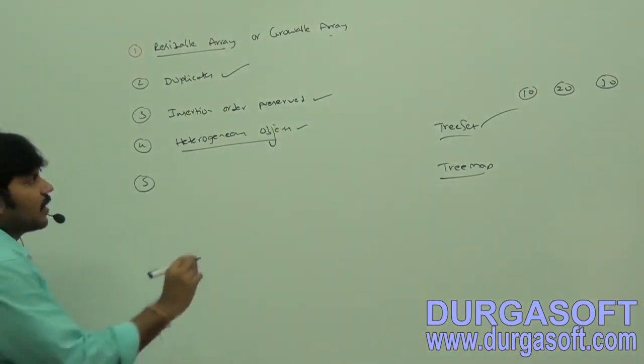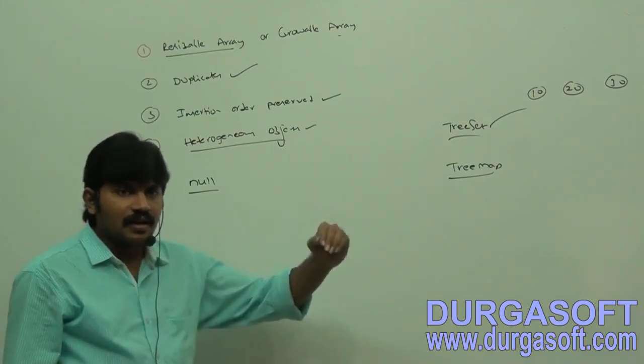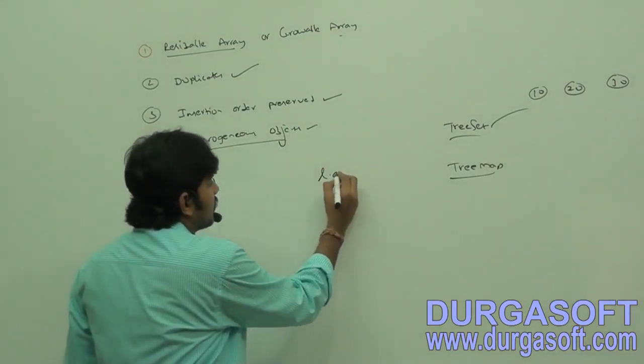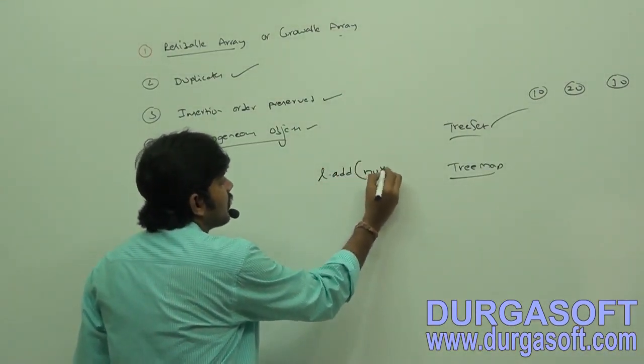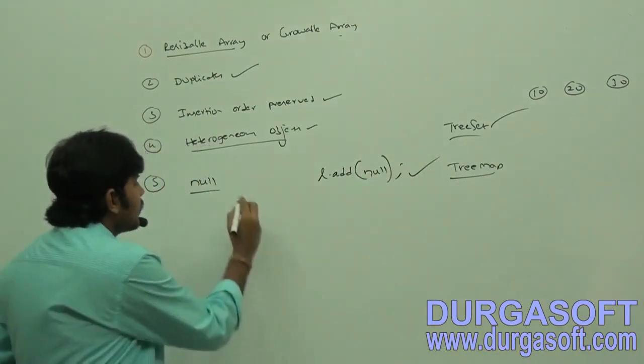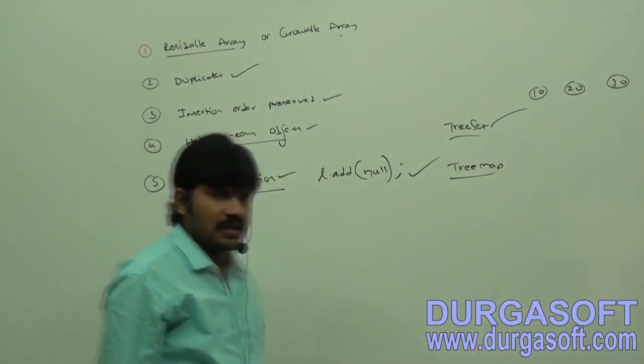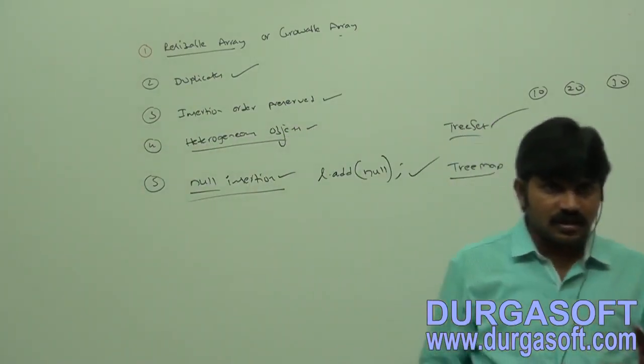Next, remember null insertion. I want to add null to the ArrayList, l.add(null). Is it possible or not? Yes, no problem at all. Null insertion is possible. I hope the terminology is very clear for all of you, right?